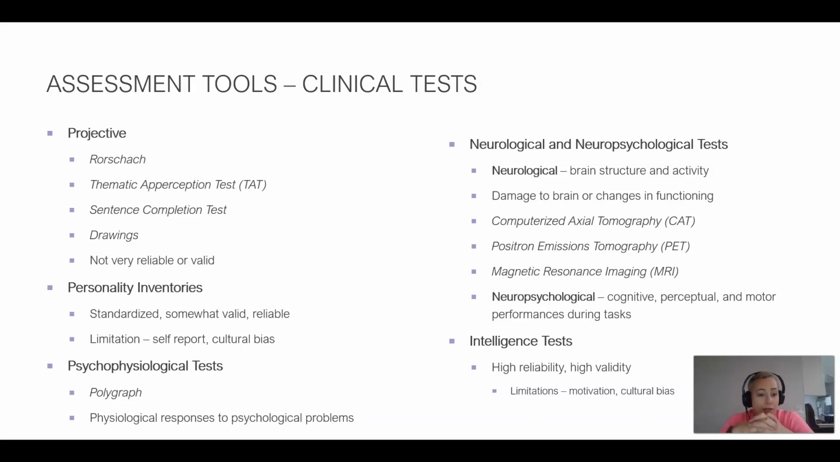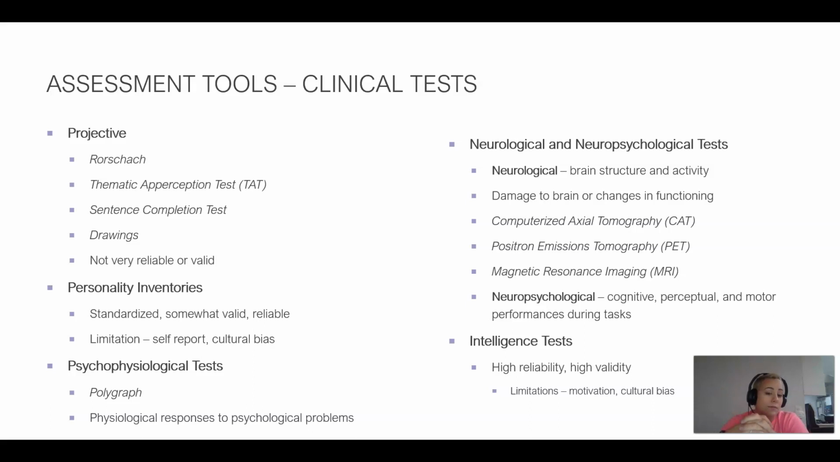Neurological and neuropsychological tests, these are just looking at brain imaging. So neurological tests is looking at the brain structure and activity, whereas neuropsychological tests are more looking at your cognitive, perceptual, and motor performances during tasks. So one is just kind of imaging, taking pictures using different methods, as you'll read in your text. And the other is doing that kind of process, but as someone's performing a task. So maybe I want to measure certain brain activity as you're participating in a video game.